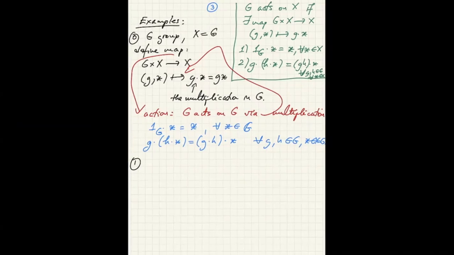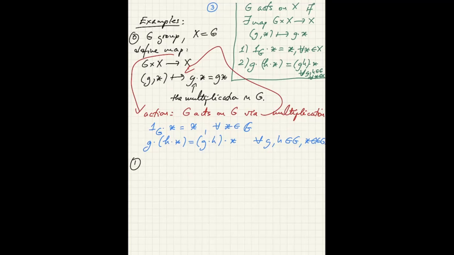Let's check that this is a valid group action. We have to check the two axioms. The first one is that the identity acting on x, by our definition, is the product of the identity element times x, and that's x itself. So there's nothing to prove there. It's very easy. And then the second axiom, the second property of the definition, follows from the associativity of the operation in the group. So g acting on h acting on x is gh acting on x. In this case, all the dots are operations in the group, so it all goes as planned.